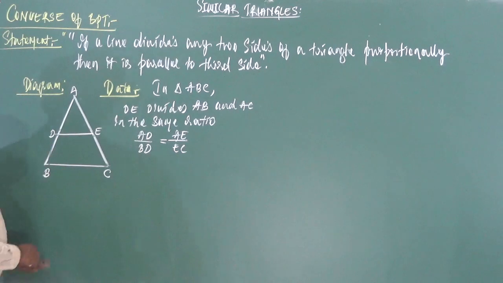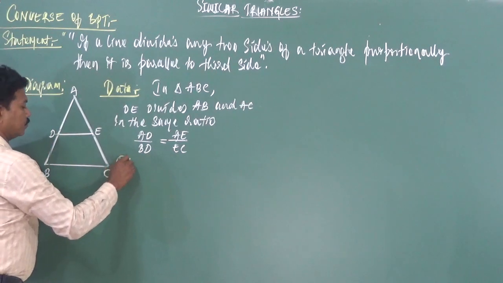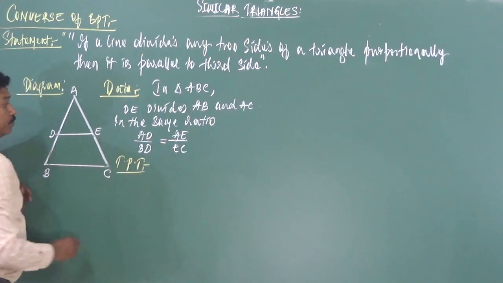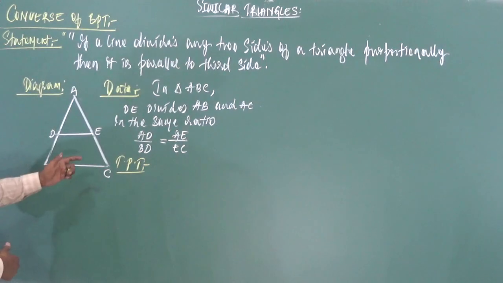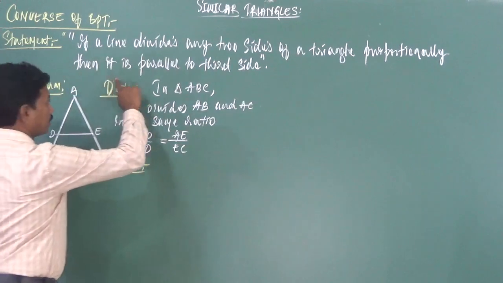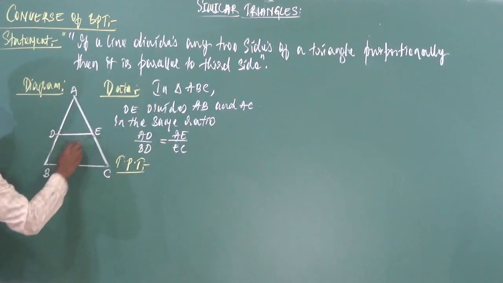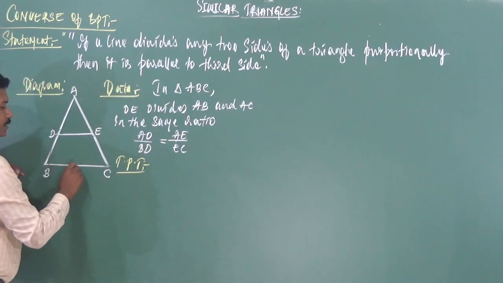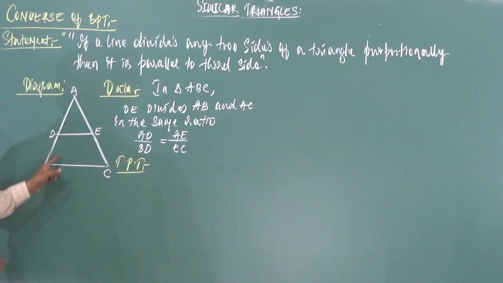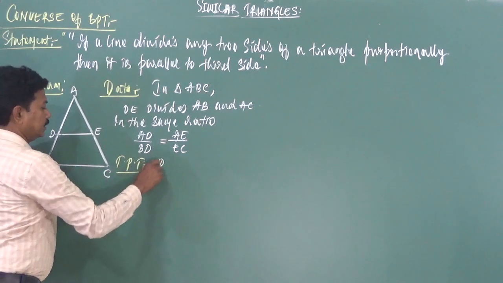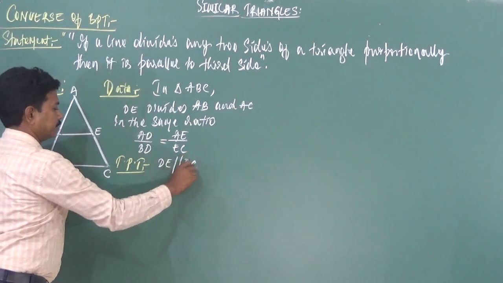Next, you have to write what is to be proved. So it is parallel to the third side. Which one? It means the line DE is parallel to BC, because BC is the remaining side. These two sides are being divided by this line, so BC becomes the third, remaining side. So we have to prove that DE is parallel to BC.